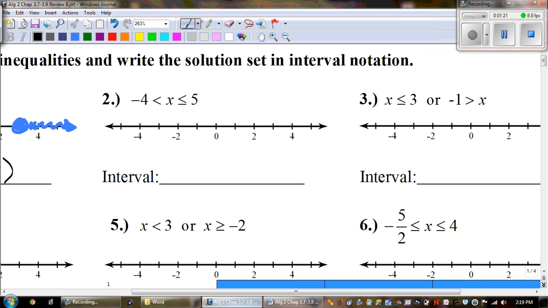Okay, number 2. So when we're looking at number 2, we just need to pay attention to the symbols, okay? Because the x is in the middle. Our first symbol is open and our second symbol is closed. So at -4, I'm open. At 5, I'm closed. And this is an AND graph. And when we're talking about ANDs, we shade the middle. Now writing that in interval notation, our graph starts at -4. I'm open, so I'm using parentheses. And then I'm closed at 5, so we use the bracket.